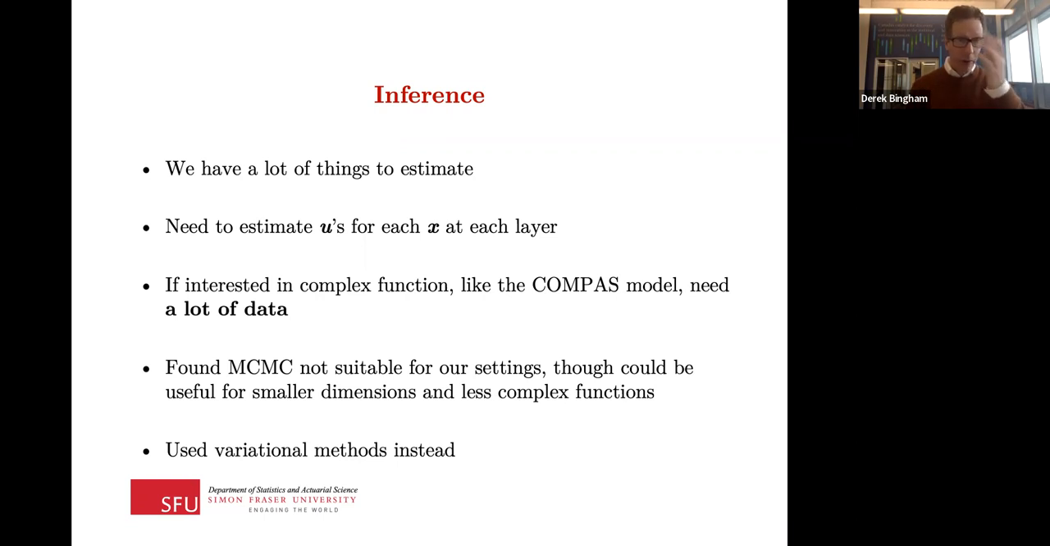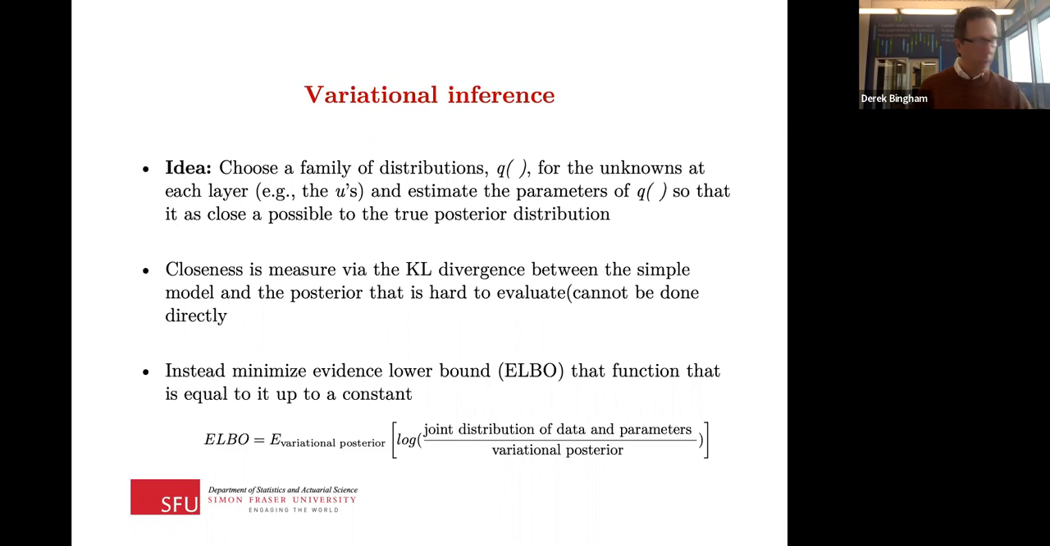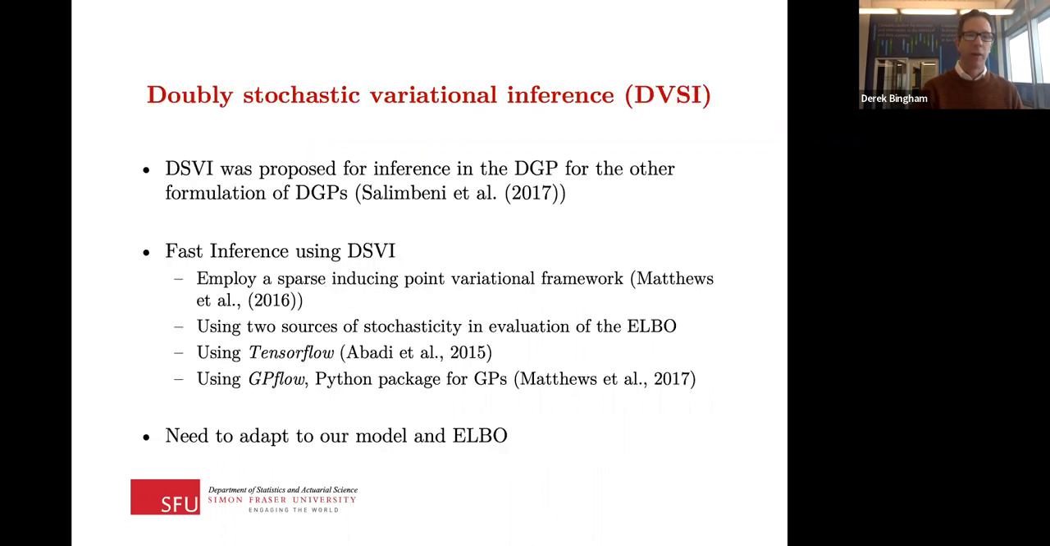And so what we did was variational approaches. There are other approaches you can take, but we decided to use a variational method instead. How am I doing for time here? Maybe I will skip. I'll just say that for variational inference, the idea is to choose some family of distributions for the unknowns at each layer, in this case the U's and whatever parameters we have to estimate, and try to find the member of that family that is closest to the true posterior distribution. Closest is measured by the Kullback-Leibler divergence between the simple model, in other words the model with Q, and the actual posterior that's hard to evaluate. We can't do this directly, and instead, as many of you know, you would use something called the evidence lower bound. Putting aside a talk on variational inference, the key thing is being able to derive an evidence lower bound for the particular setting that you're in.